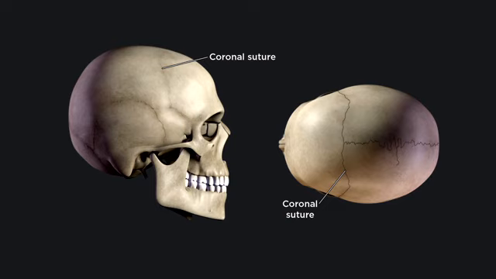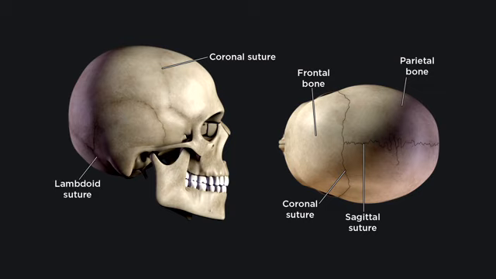The coronal suture is between the frontal and paired parietal bones. It sits more or less across the crown of the head, which makes sense since coronal means crown. The sagittal suture runs between the two parietal bones along the mid-sagittal plane. The lambdoid suture is posteriorly between the parietal bones and the occipital bone. Where the parietal bones intersect with the occipital bone, the result resembles an upside-down V, like the Greek letter lambda, and that's why it's called the lambdoid suture.